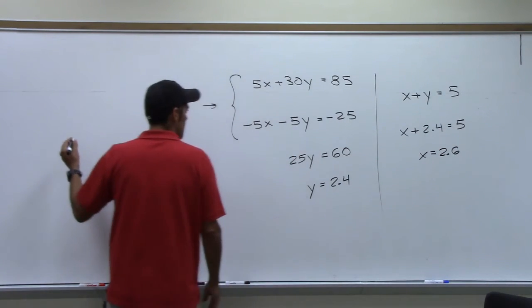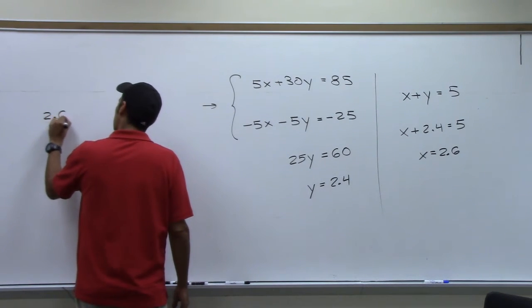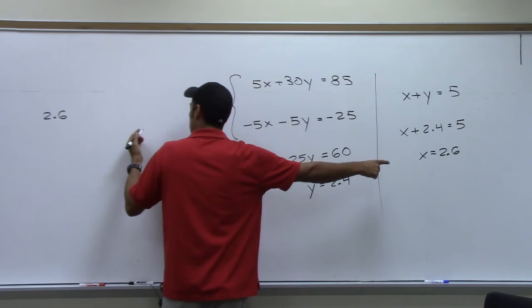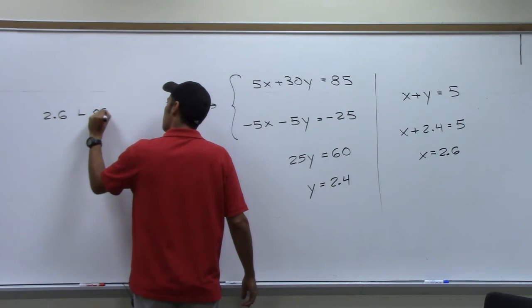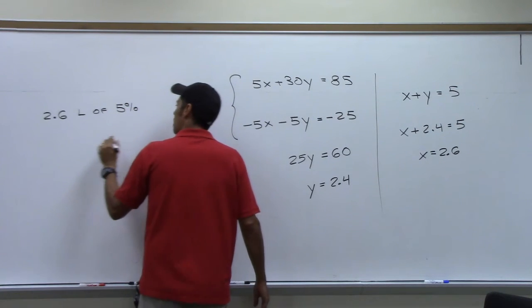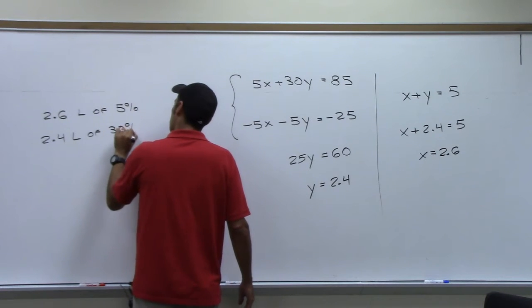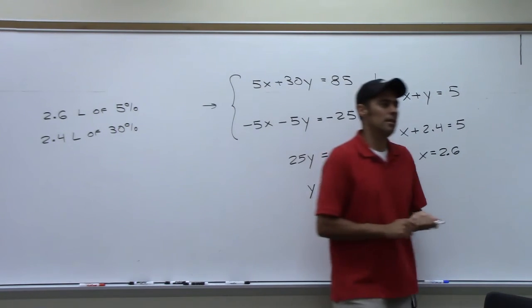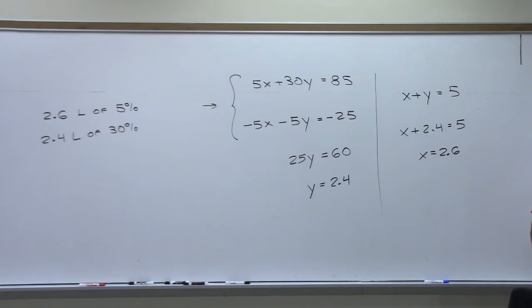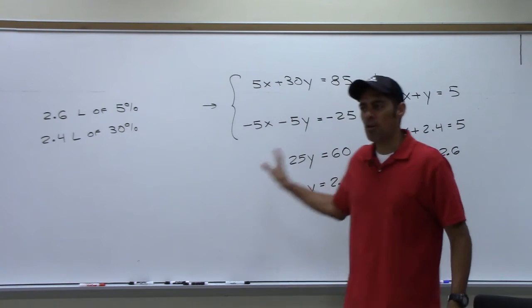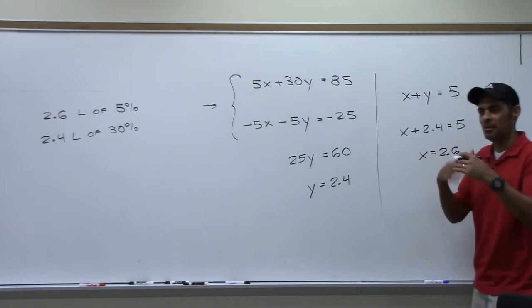So let's summarize. To make this happen, we're going to take 2.6 what? Liters of the 5%. We're going to mix it with 2.4 liters of the 30%. And when we're done, we should have a 5-liter container of 17% saline. See, that would be harder to do in your head, right? You know what I'm saying?